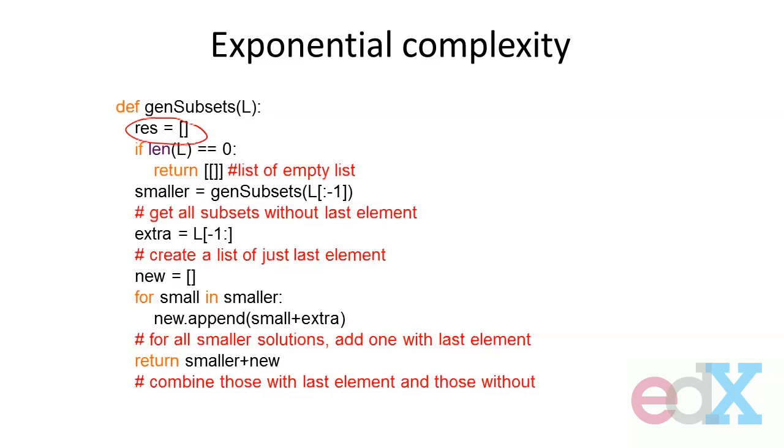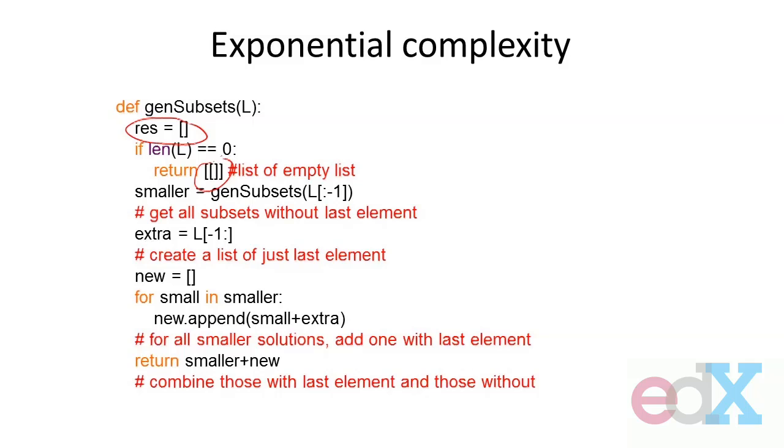If there's nothing in the list, if the list is of length 0, then I want to return a list that is just a list of the empty list. So there's this funky looking thing right here with 2 square brackets. It is a list whose only element is the empty list, because that's the only possible subset of a list of length 0. Otherwise, how am I going to solve this?